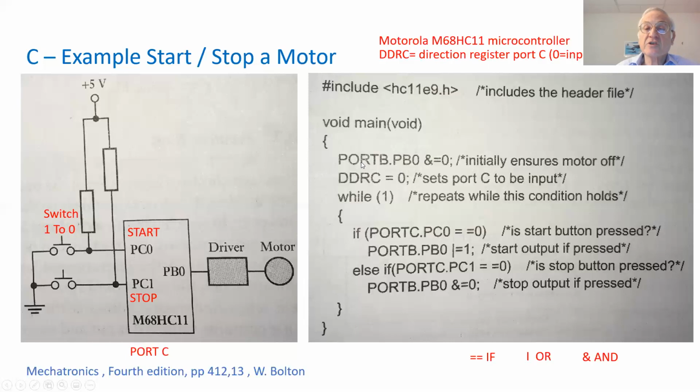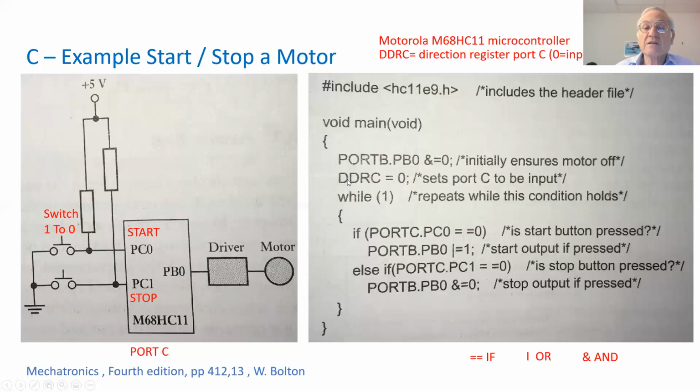And then we start the void. And the first statement says that we initially ensure that the motor is off. The statement says that we take the pin 0 on port B, and we AND it with 0. The only way that we can have 1 is if both of them are 1. So if we AND it with 0, it must be 0, and that will turn the motor off. That switch is going to be 0, and the driver of the motor is going to be off.